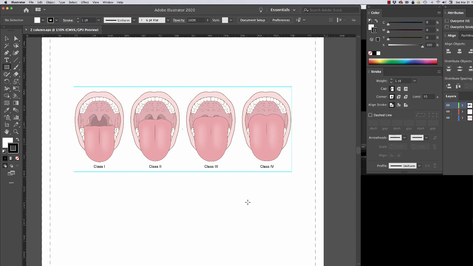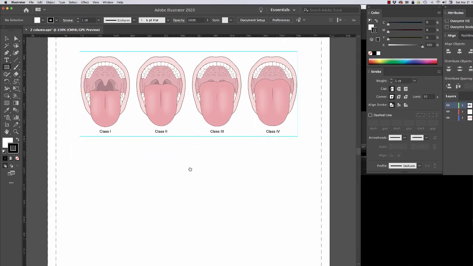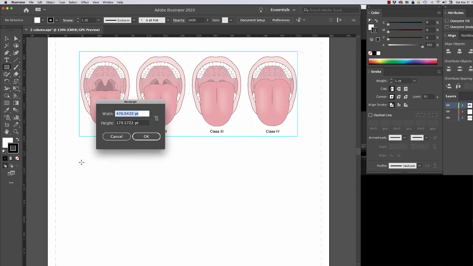Notice again that I've drawn a light blue box, which is my bounding box around the images. I don't recall exactly how big that is, but if I just redraw a new box that's about the same size, I'm then going to delete it, and then I can just click with my rectangle tool. It automatically enters the size of whatever rectangle I just created.